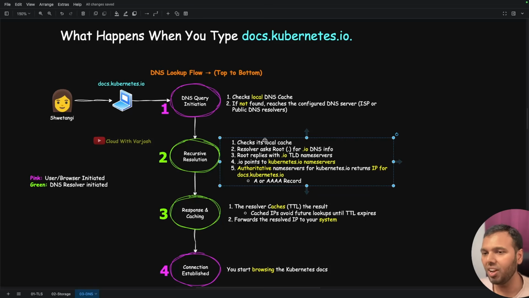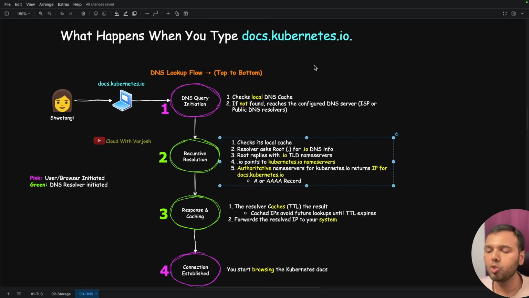So the ISP will again first check its local cache like Shwetangi's system did. If the entry is not there in the local cache, then it will move to step 2. Resolver asks root, which is dot, for .io's DNS information. What do you mean by this, Varun? So resolver is your ISP, root is the dot that you see here. So root is represented by a dot.